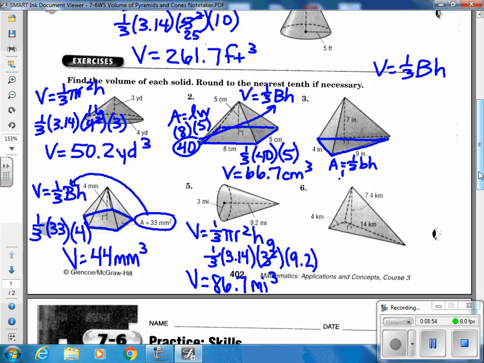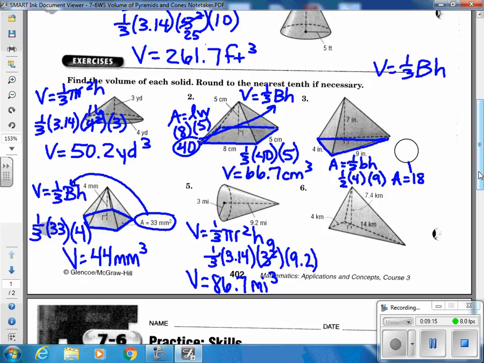All right, so we have 1/2. The base of this triangle is a 4, and then the height of it is a 9. If you switch the 4 and the 9, you will still get the same answer, so don't beat yourself up over that. Right? 1/2 of 4 times 9 is 18, so the area of the base is 18, which means this 18 is going to go right up here into our formula in that big B spot.